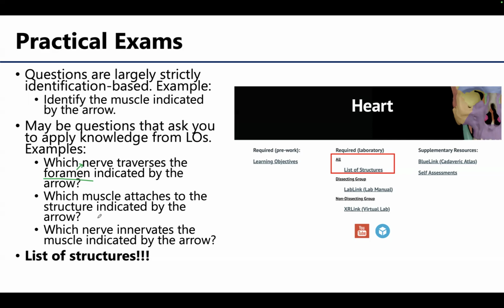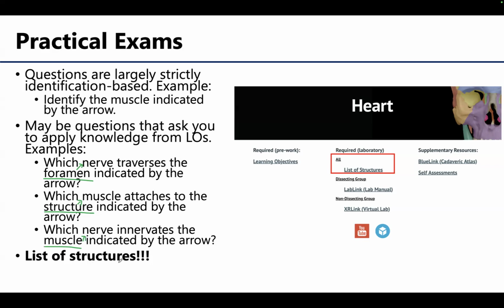Another example is which muscle attaches to the structure indicated by the arrow. So the arrow will be on a structure. In this case, it will likely be a bony structure. And you need to tell us what muscle attaches there. And then lastly, which nerve innervates the muscle indicated by the arrow. So the arrow will be on a muscle and you will need to know what nerve will innervate that muscle. Again, you'll get that information from the labs as well as through the learning objectives.